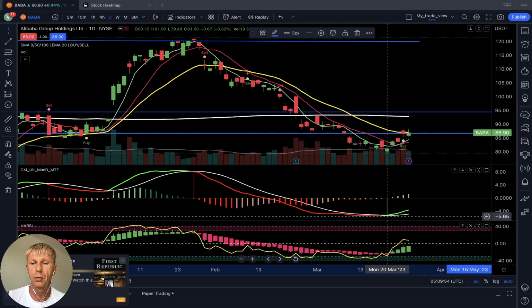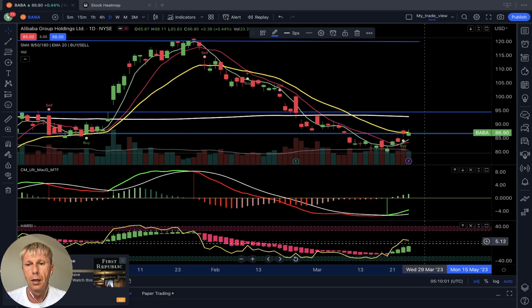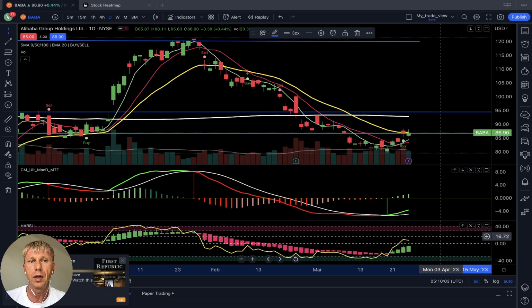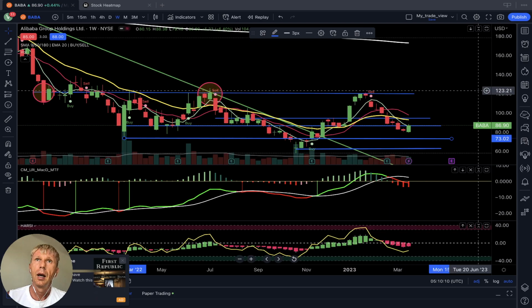MACD changed color from red to green, bullish. Heikin Ashi green, bullish. RSI bullish, above the zero line. Bullish trend on daily time frame, and weekly it's still bearish. That's what we have. But remember, I don't trade on the weekly or monthly time frame. I just monitor the market direction. I only trade on the 4 hours and daily time frame for swing trading, and I take actions based on those.